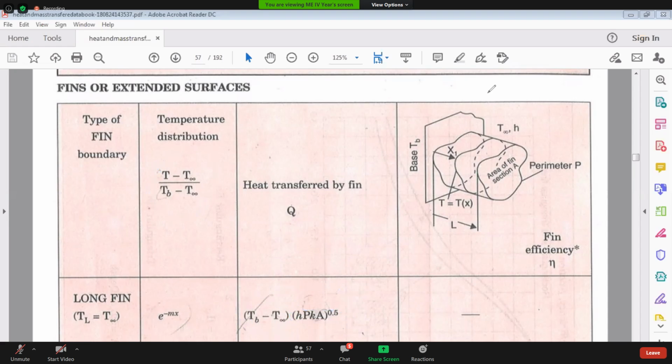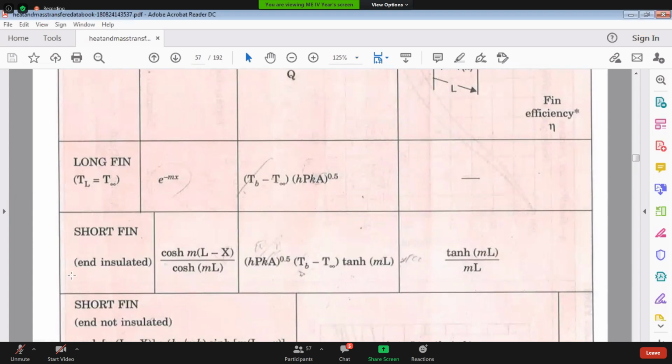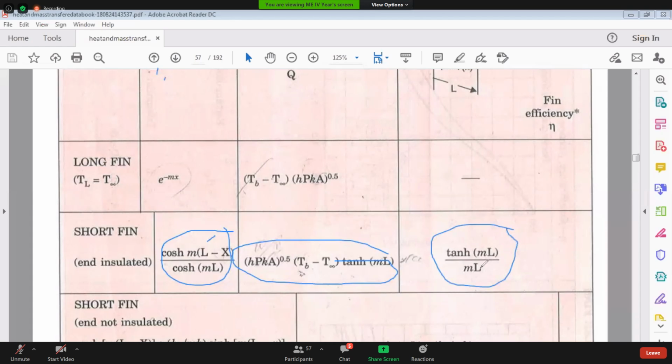Right? For example, infinite long fin is this one. Second, the short fin, end insulated. The same thing we have derived, the temperature profile equation, the temperature profile which I have shown in the top. Right? Again, heat transfer, we derived one. This one is also derived one. Right? This is the fin efficiency we calculated. Tan HML divided by ml. For this also we can calculate it 1 by ml, but I did not do here. Very simple one. Fin efficiency also.